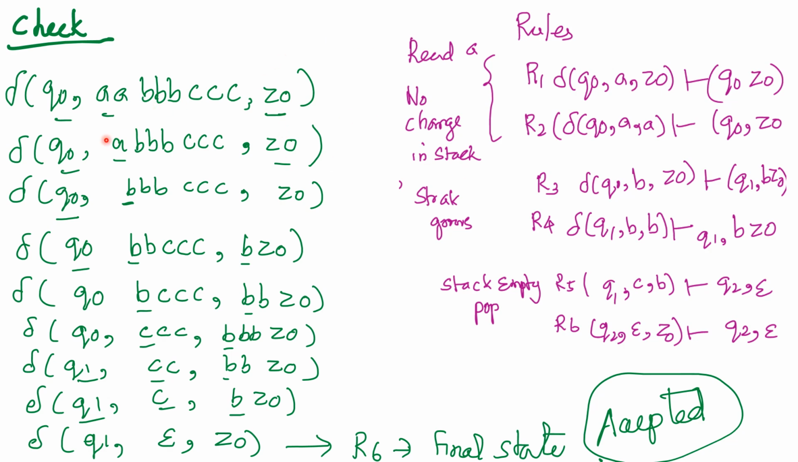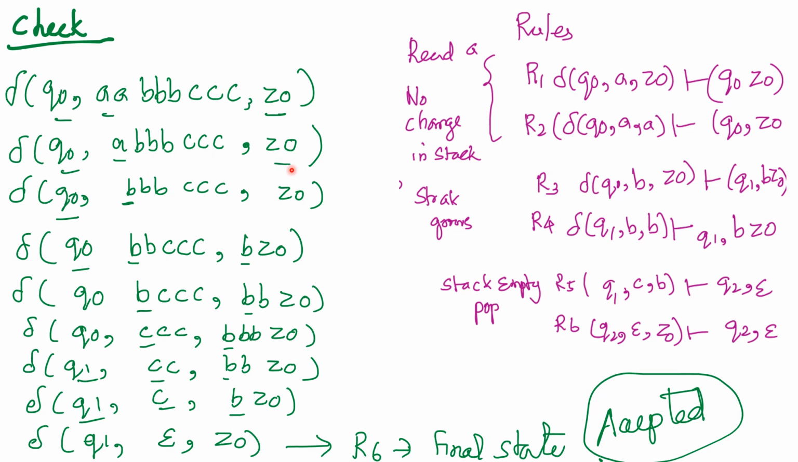So finally we need to ensure whether the string is accepted or not. Initially start with the symbol Q0 A B B C C C Z0. You have to go as per the rules only, rule 1, 2, 3, 4. So no change, stack grows, then stack empty. Q0 A, suppose you are reading A, nothing. You just move to the next state. Q0 A, ignore it.